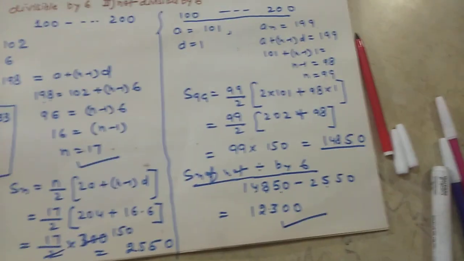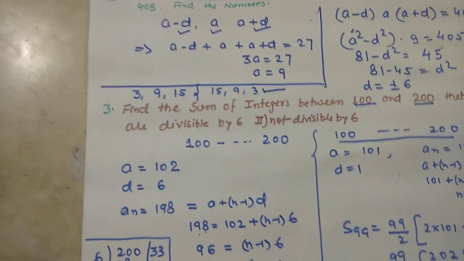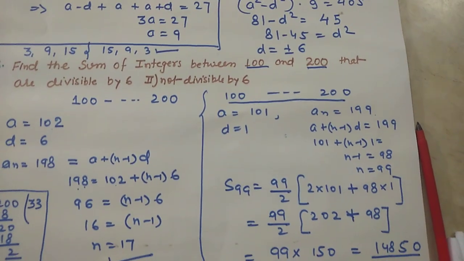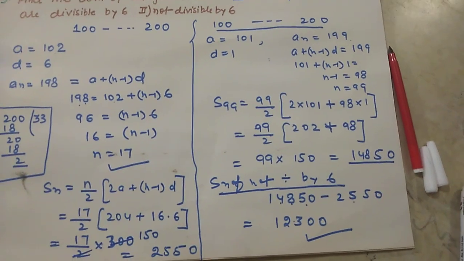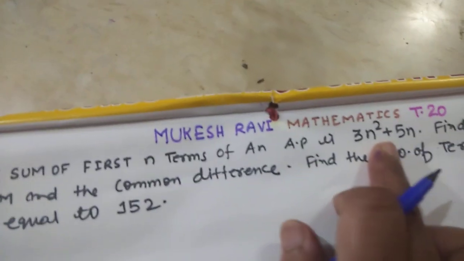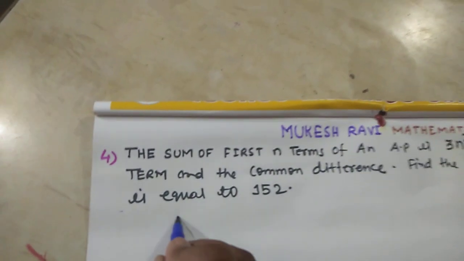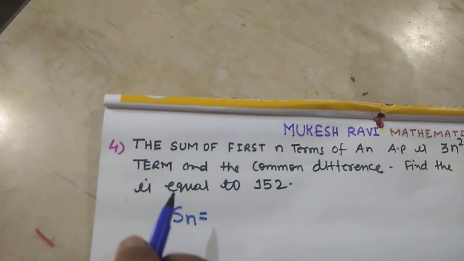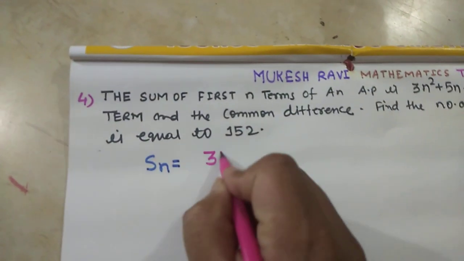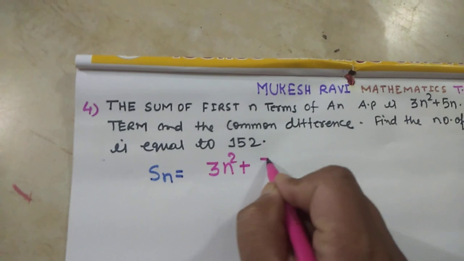This is a very good question in AP. Now moving toward the next part. The sum of first n terms of an AP is given. What is given here? Sn is given. Sn is equal to 3n square plus 5n.